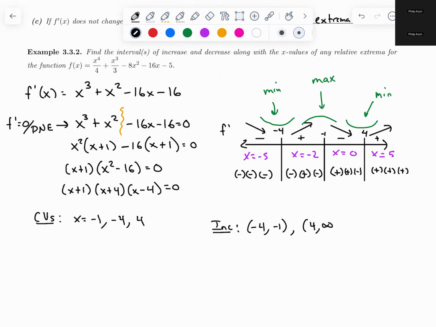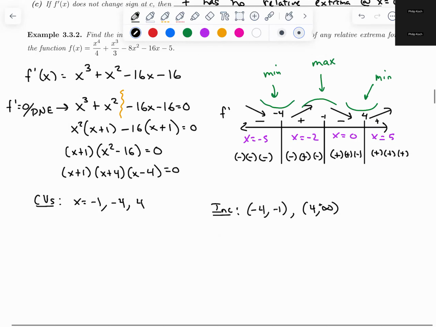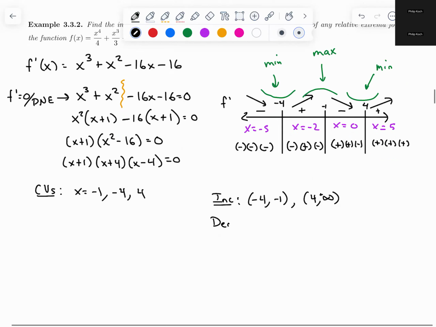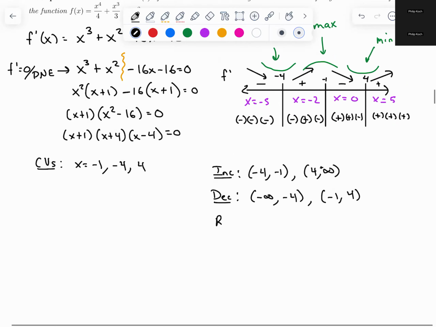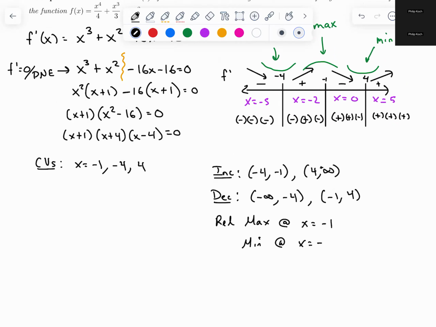So if we're going to write the answer, it's increasing from -4 to -1, comma, 4 to positive infinity. Decreasing from -infinity to -4, comma, -1 to 4. And there's a relative max at x equals -1 and a relative minimum at x equals -4 and 4. And that is our answer.